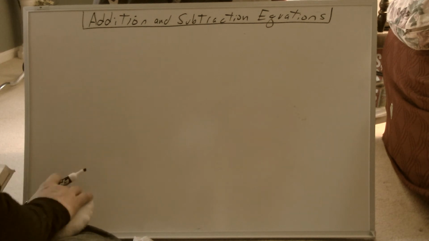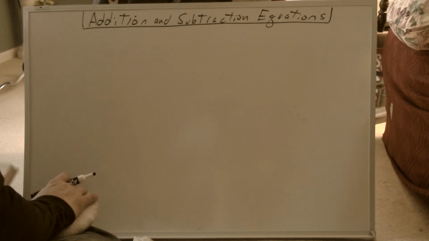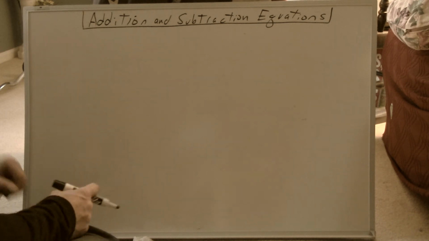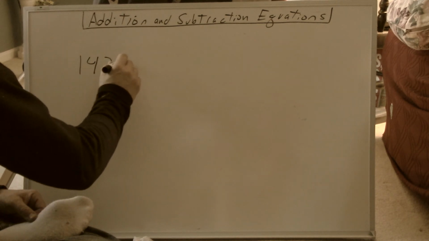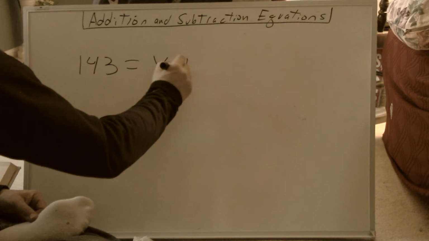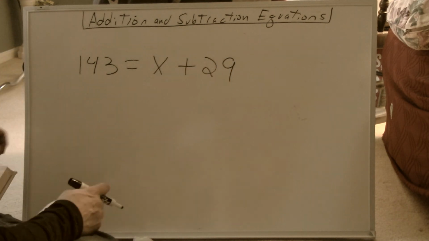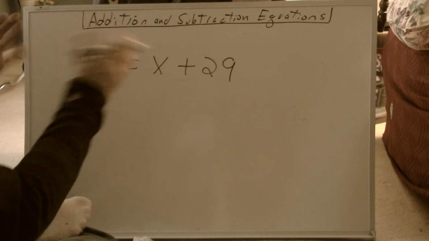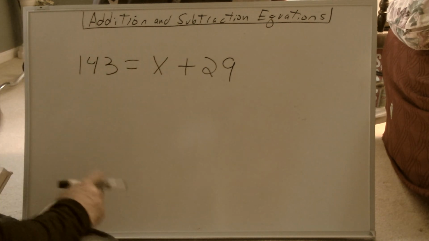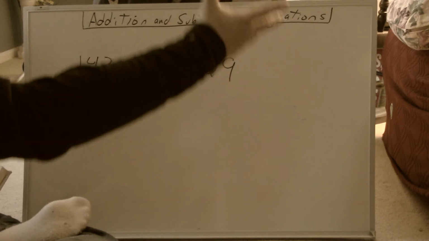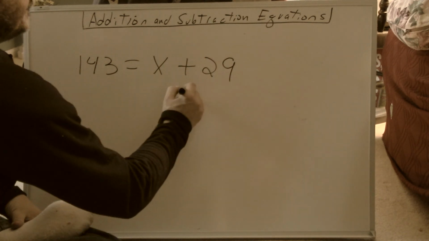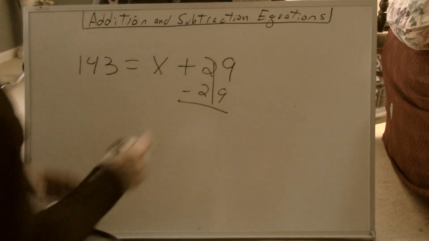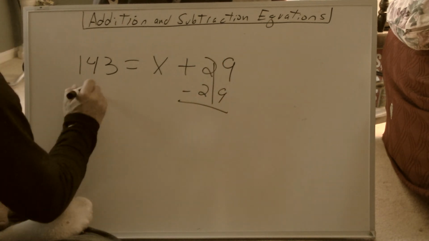Now, let's do another one. 143 equals x plus 29. Now I kind of reversed it on you. And it doesn't matter. You can have a number here, the x and the number on the other side. It doesn't matter. We have to combine like terms again. Minus 29. I'm using the inverse operation, remember. Minus 29.